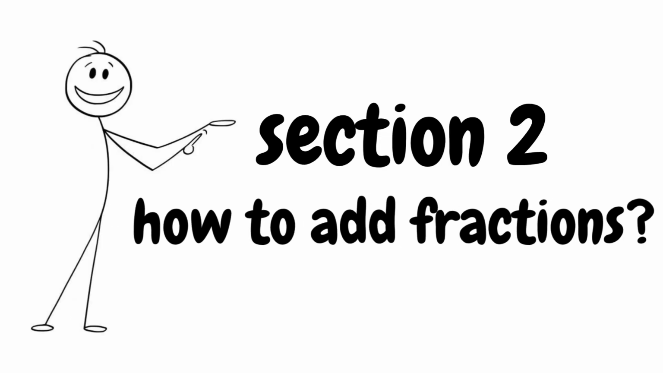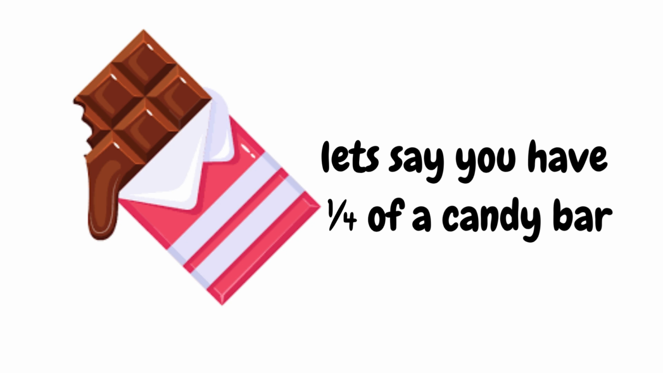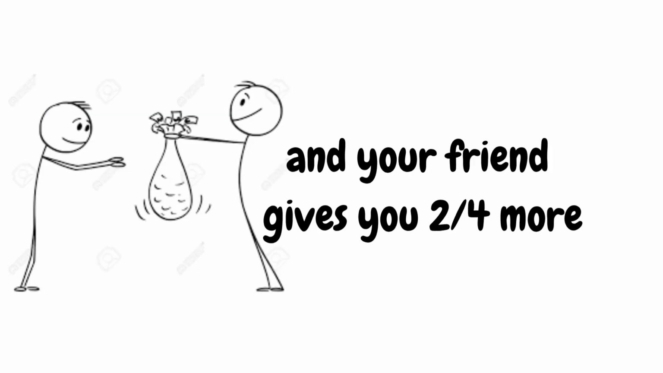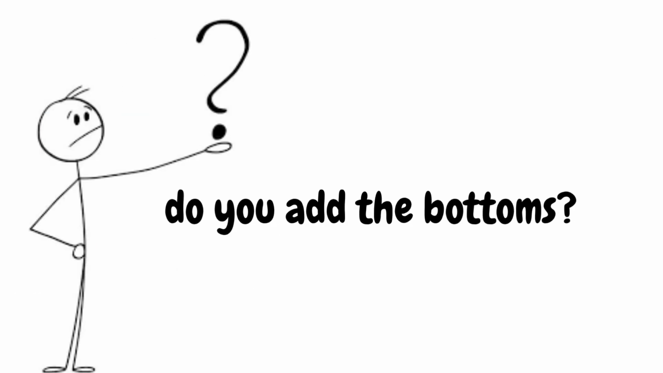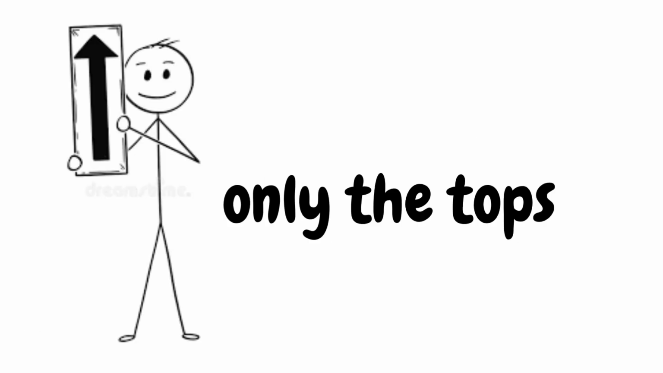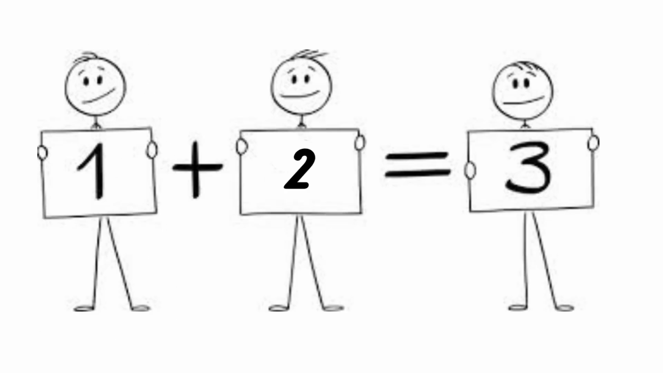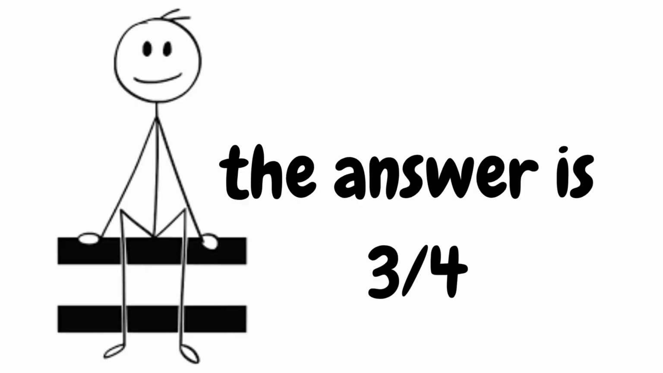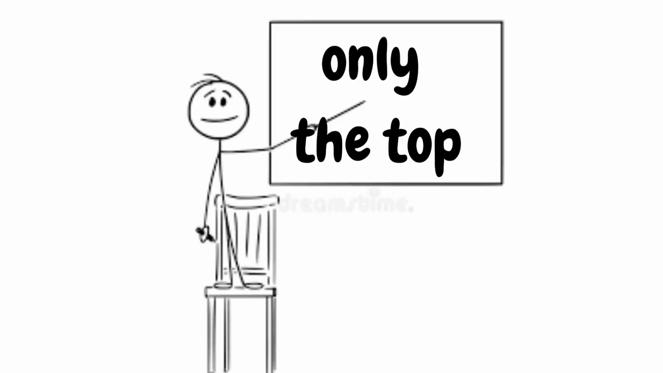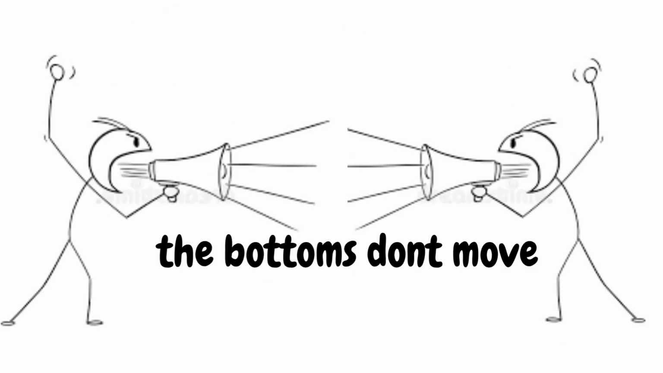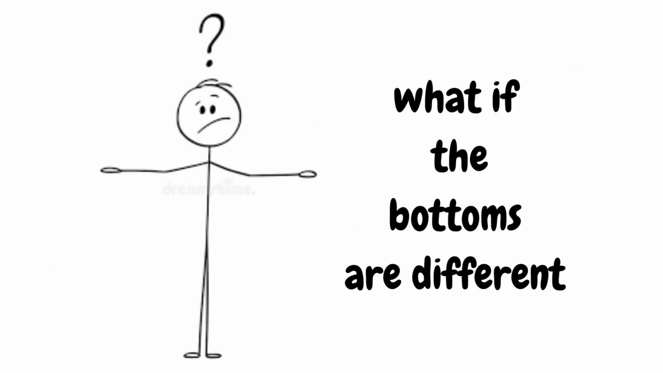Section 2. How to add fractions. Okay, let's say you have 1/4 of a candy bar and your friend gives you 2/4 more. Do you add the bottoms? Nope, only the tops. 1 plus 2 equals 3. Bottom stays 4. So the answer is 3/4. Only the tops. Got it? The bottoms don't move.